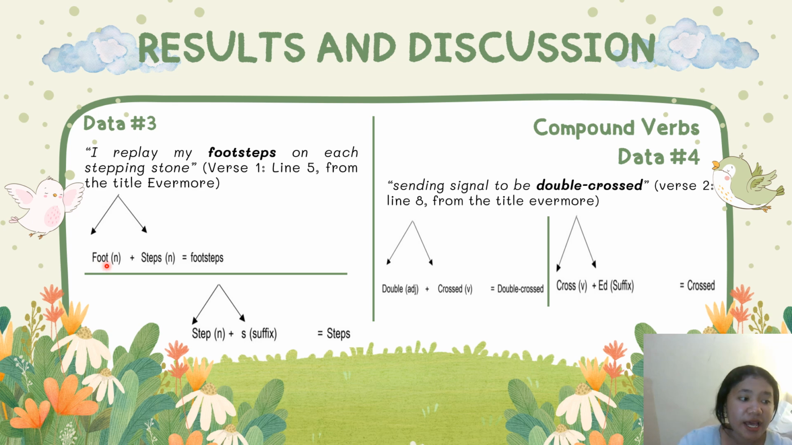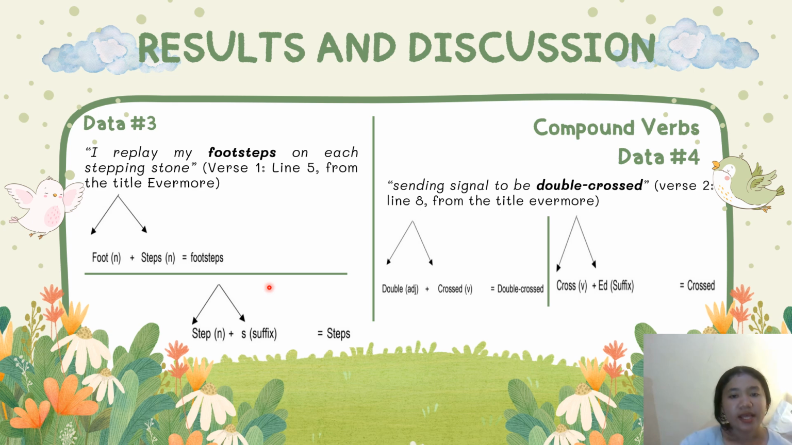The word foot that belongs to the lexical category of noun is a free morpheme. Meanwhile, the word steps that belongs to the lexical category of noun is a bound morpheme, where step is the base, and as we can see in the slide, the word step became the base and the s is the suffix, creating the word steps. Both become new words and generate the word footsteps, which is also included in the lexical category of noun. The meaning of footstep is the sound or mark that is made by someone walking each time their foot touches the ground.